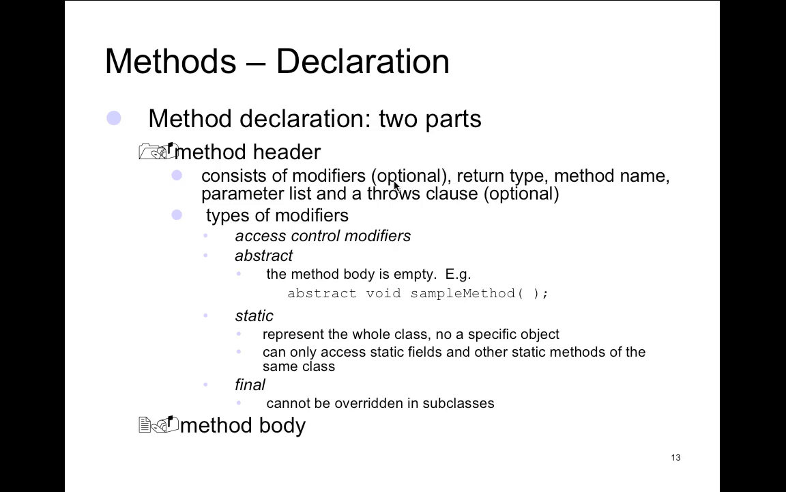In terms of the methods, we have the method declaration. We have two parts of the method declaration. We have the header of the method or the function. I'm not quite sure why this looks like little mailboxes. Those are supposed to be bullets. I'm not sure why it showed up that way.